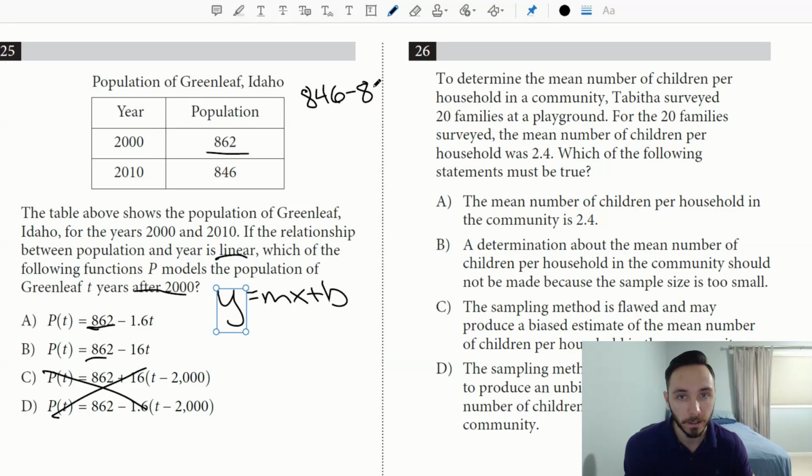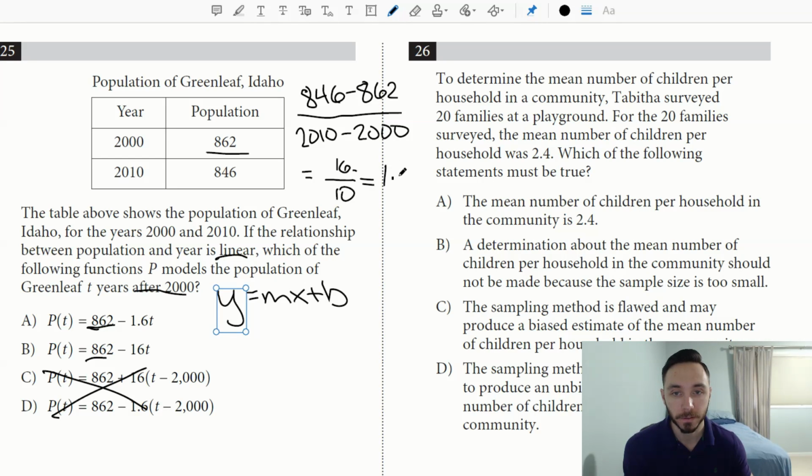846 minus 862. Our population is going down, another negative slope. And then this is going to be over 2010 minus 2000. This math is easy. 2010 minus 2000, that's just 10. 16 over 10, that's just going to be equal to 1.6. I should have clarified here, these were negatives, right? You're going down by 16. So if you were getting ready to write a comment, I just caught the mistake. So it's negative 1.6. So very clearly here, our answer is A, not negative 16.